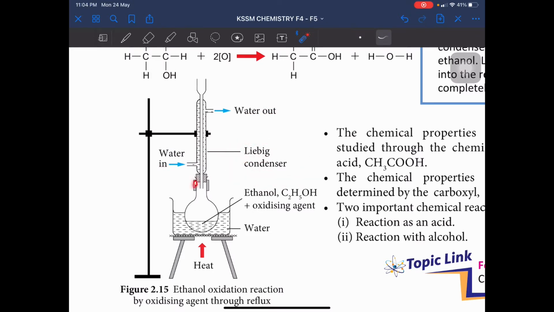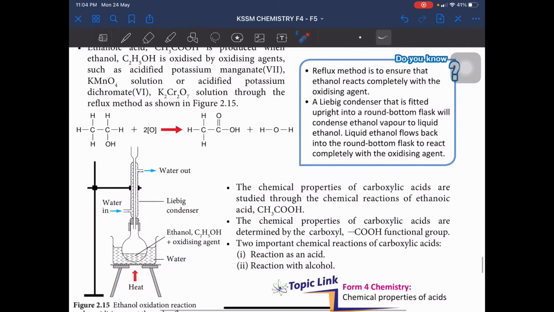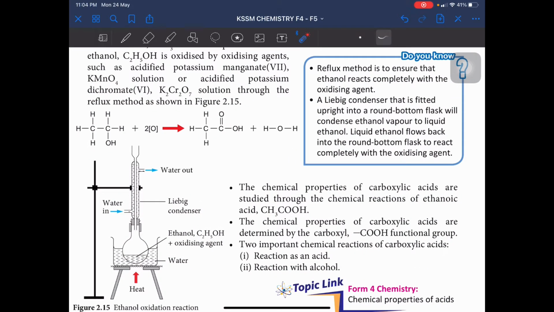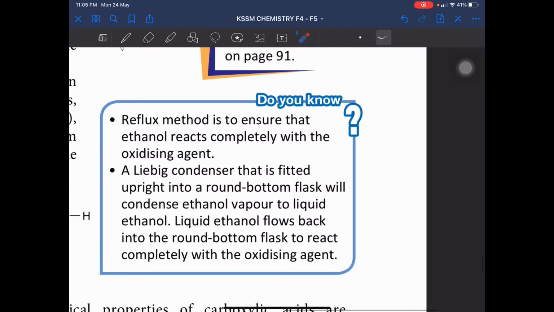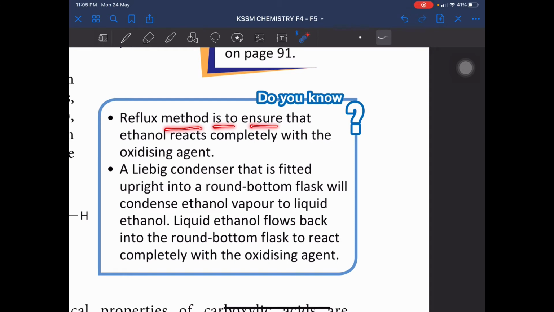So what is inside your round bottom flask is ethanol plus oxidizing agent. The oxidizing agent is either KMnO4 or K2Cr2O7. Okay, water bath. Now, why the reflux method? Why do we need to use a Liebig condenser? Can't we just heat and then get the alcohol directly in one beaker? Okay, this is the reason why. The reflux method is to ensure that ethanol reacts completely with the oxidizing agent. It must be to ensure all the alcohol reacts completely.